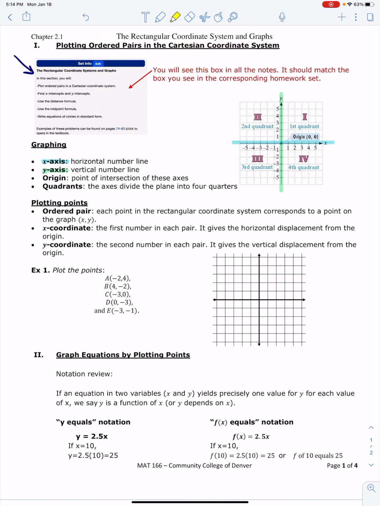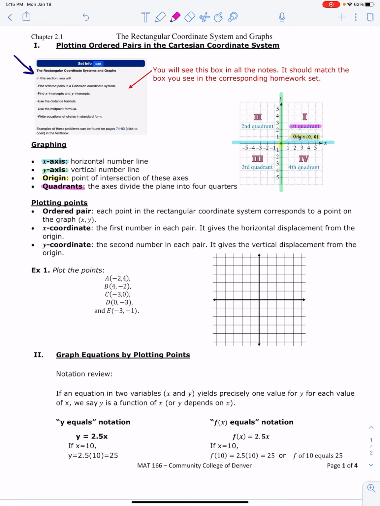We have the origin. The origin is that single point where those two axes cross. The origin has the coordinates 0, 0, and as we start graphing, everything starts at the origin. Additionally, our Cartesian coordinate plane is separated into 4 quadrants. We start in the top right with the first quadrant. There our x-coordinate is positive and our y-coordinate is positive.